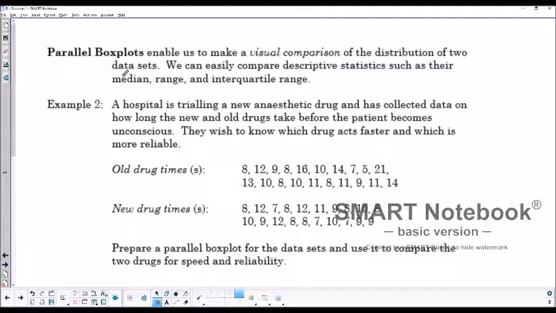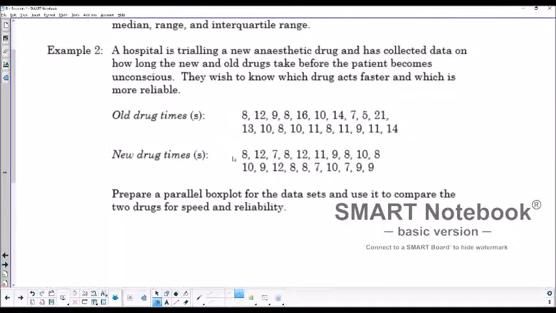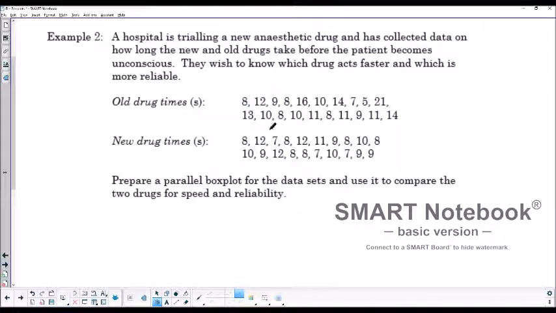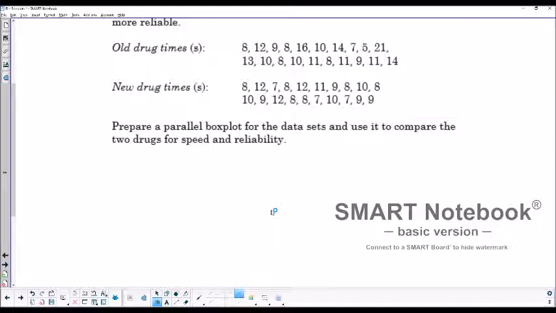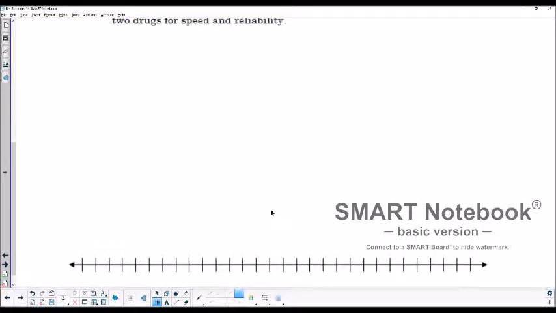We can do parallel box plots as well, and that gives us a visual comparison of the distribution of the 2 data sets. So we can compare them in terms of median, range, interquartile range, etc. So what we want to do then is find the 5-number summary for both of these, the old drug times and the new drug times, and then set up a parallel box plot for the data sets to compare the 2 drugs for speed and reliability. So there's the scale or the number line down below.